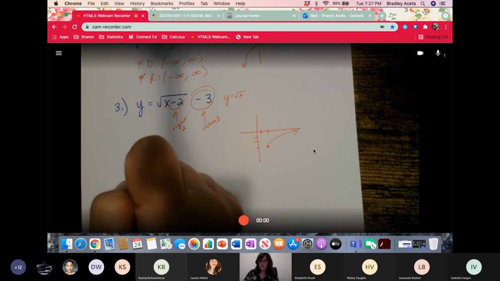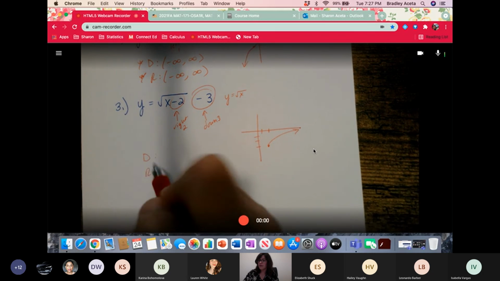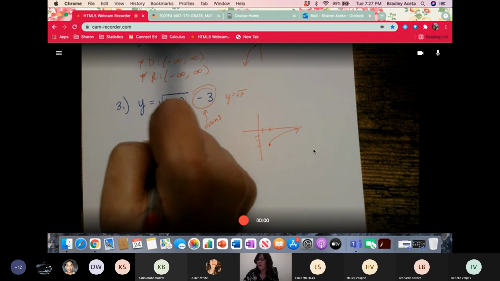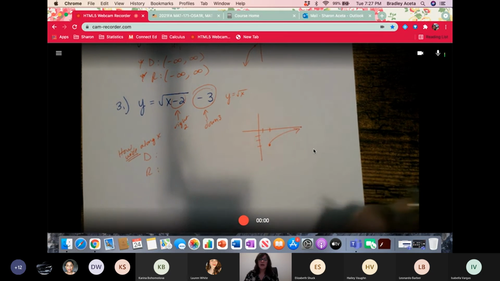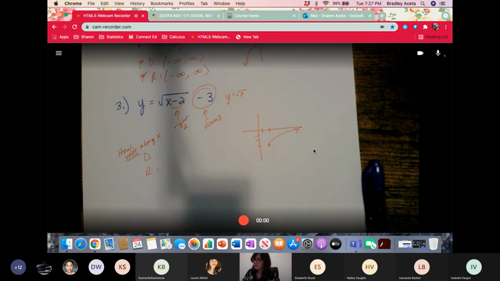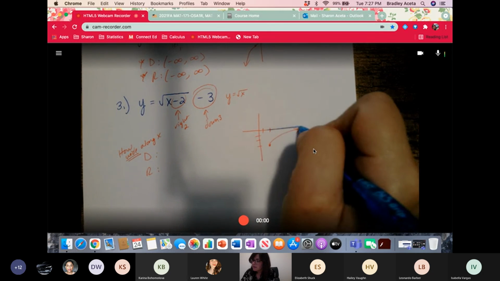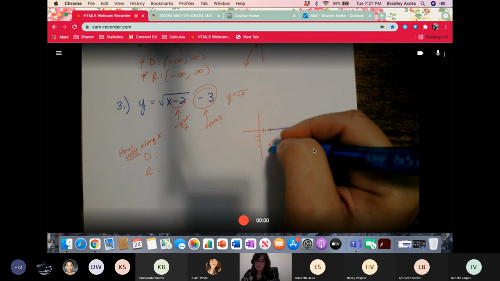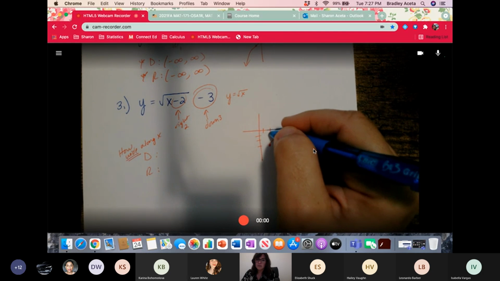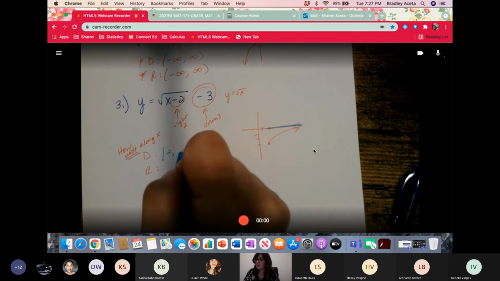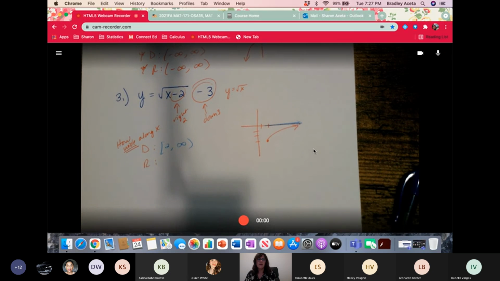So let's talk about the domain and the range. And again, domain, how wide along the x? How wide is this thing getting along the x-axis? Well, this is where it starts along the x-axis. Whatever that point is on the x-axis. What's that point? That point is 2. So from 2 to the right, from 2 to infinity, is how wide this thing is getting.